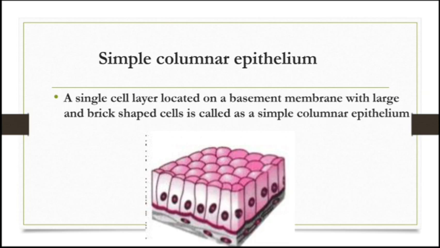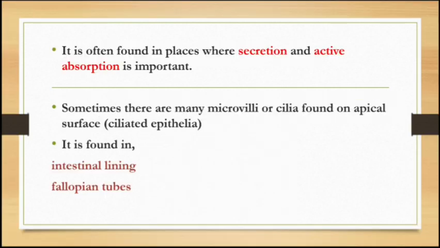Then the other type is simple columnar epithelium. They are column-like, brick-shaped cells. So a single cell layer located on the basement membrane with large, brick-shaped cells is called a simple columnar epithelium. It's often found in places where secretion and active absorption is important. So secretion and active absorption.